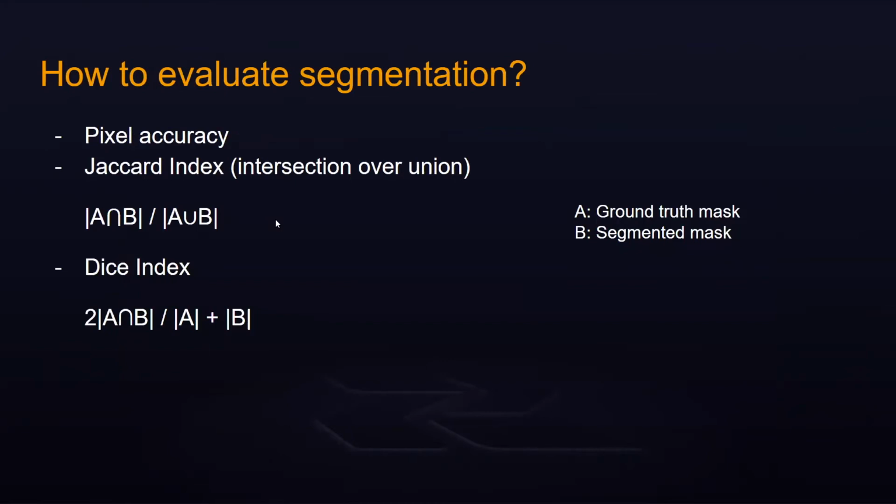To evaluate segmentation, different measures are used. The first one is pixel accuracy, and the other more complicated indexes are the Jaccard index and the Dice index. I won't go into the details, but they can take values between 0 and 1, where 0 means there is no overlap between the ground truth mask and the segmented mask, and 1 means a perfect and complete overlap, the perfect segmentation.